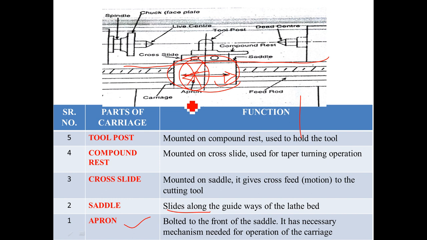Compound rest, the third one, is mounted on the cross slide and used for the taper turning operation. We should remember that we use the compound rest to give a tilt, which is required for taper turning. And the last one, the uppermost part of the carriage, is the tool post, where the cutting tool is placed to hold the cutting tool for different operations. This is a basic thing.